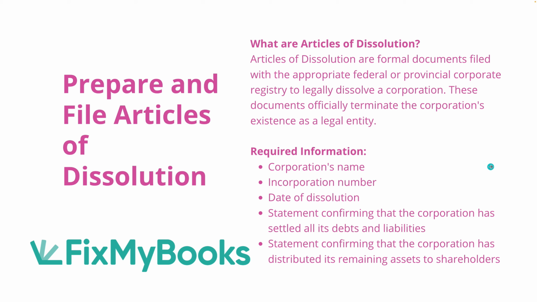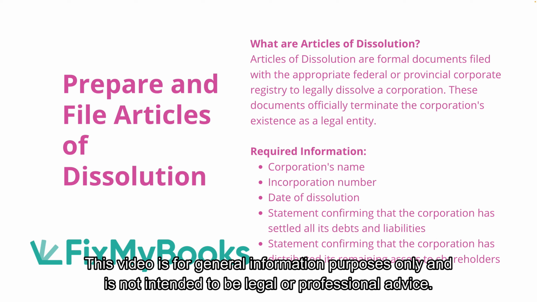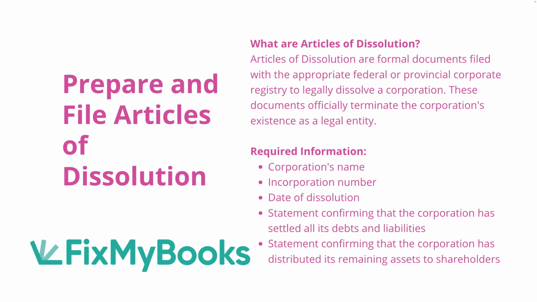And the required information that you need is the corporation's name, obviously, and the incorporation number. This is actually different from the business number. You'll have the incorporation number on your articles of incorporation. You also need the date of dissolution, a statement confirming that the corporation has settled all the debts and liabilities, which is what we talked about last week, and a statement confirming the corporation has distributed the remaining assets to its shareholders.